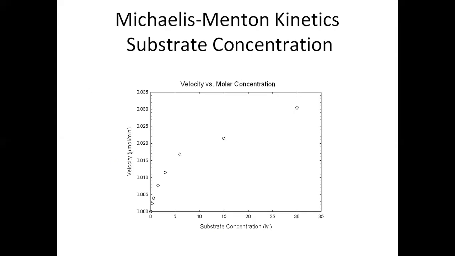Let us next turn to an examination of what things affect enzyme rate. As shown in this graph, and previously shown earlier, substrate concentration is one thing that has a profound impact on the velocity of an enzyme reaction.